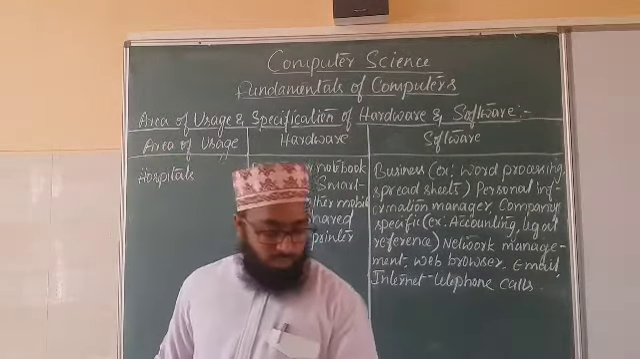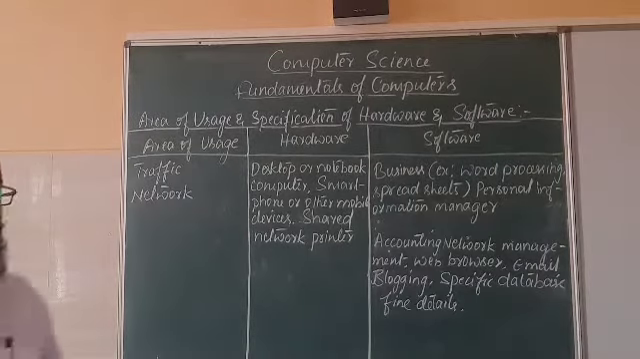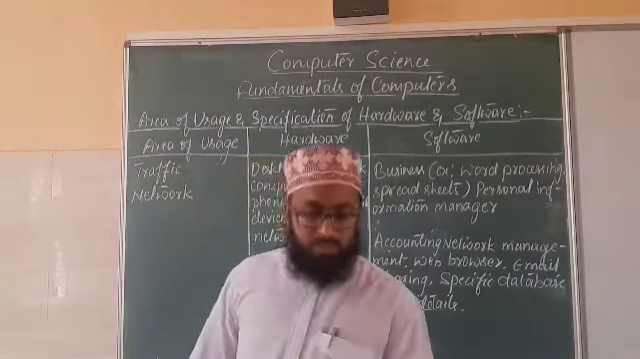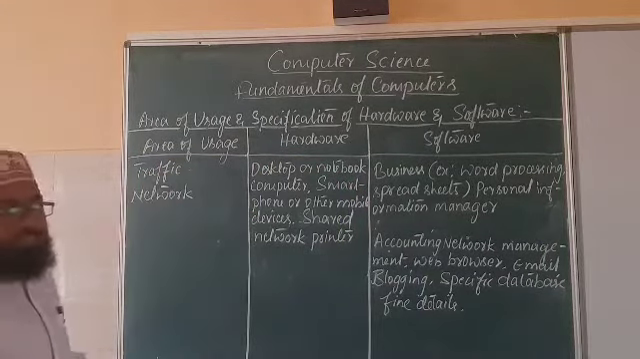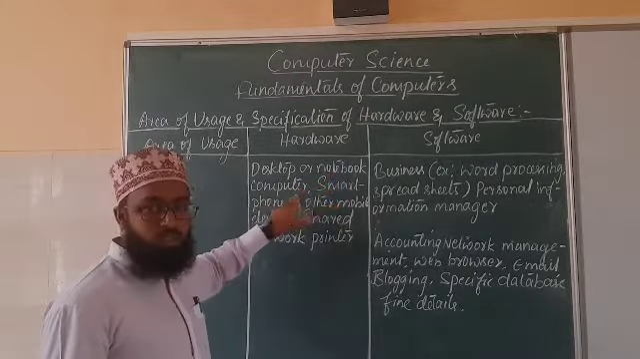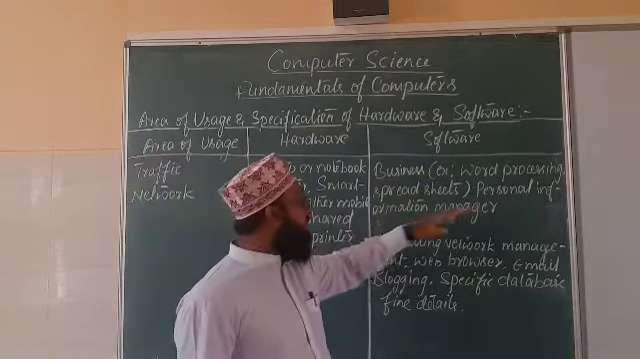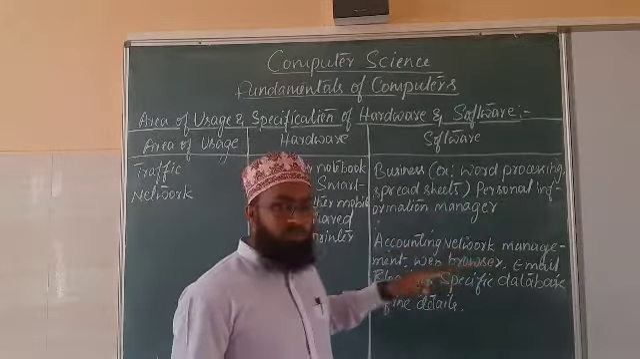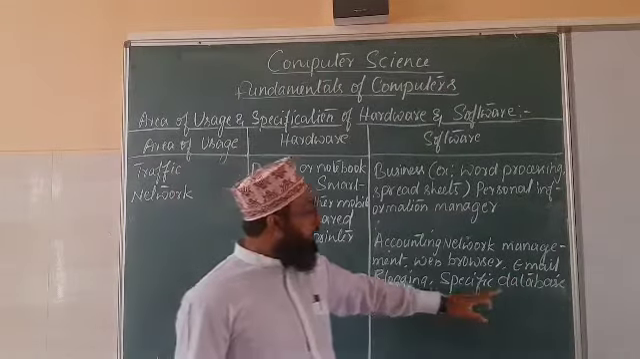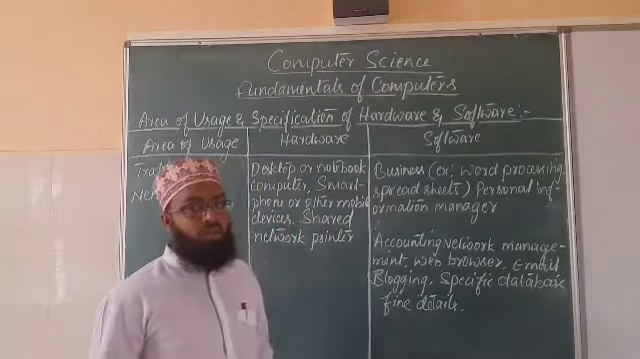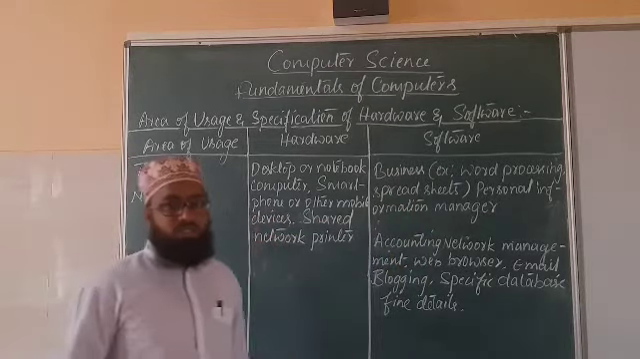Now dear students, we have only one usage left, that is traffic and network. Now the last thing of your first chapter, traffic and network. Here in traffic controlling and network places, same as all the types, desktops and notebooks, smartphones or other mobile devices, then a shared printer. Then for business here, word processing and spreadsheets, and a personal information manager is needed. After that, accounting, network management, a web browser, email, and blogging should be there. Blogging, blogger, then specific database, file details. All these things are needed as hardware, and these are the software required for traffic and network areas.